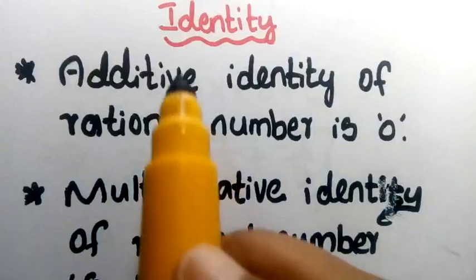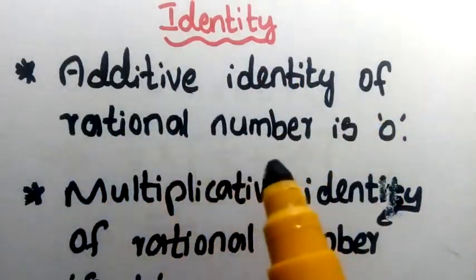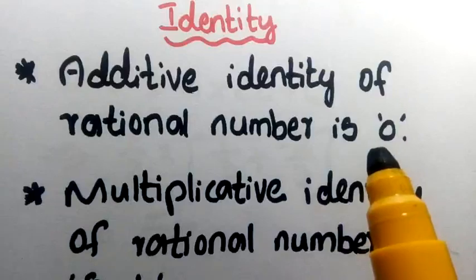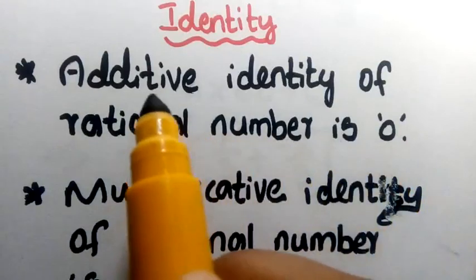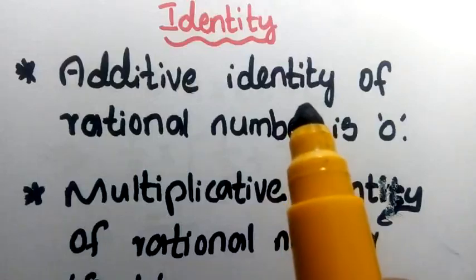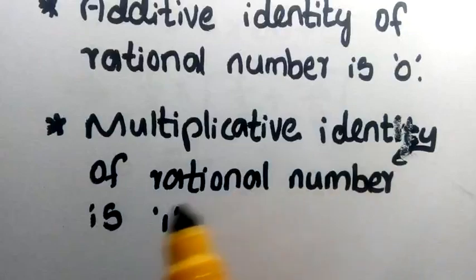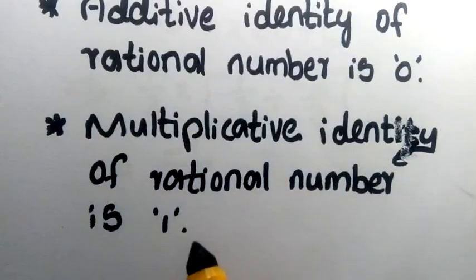Next topic is identity. Additive identity of rational number is 0. Children, be careful, it is not additive inverse, additive identity. Okay. Next, multiplicative identity of rational number is 1.